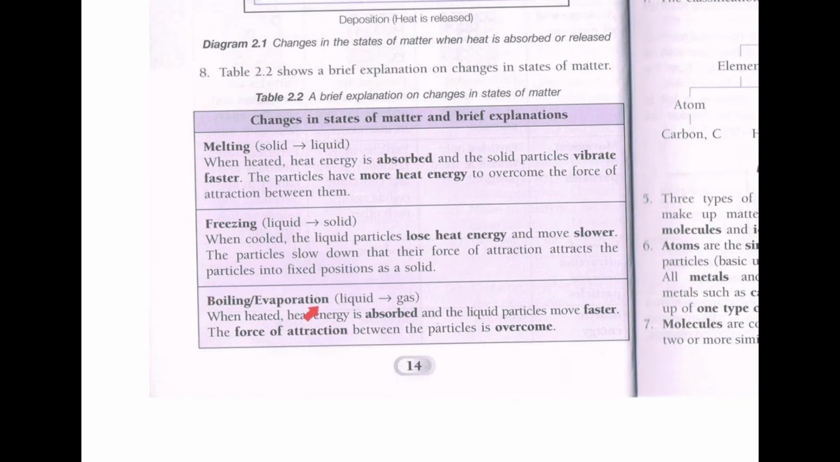Okay, now let's see here. Boiling or evaporation. It is where liquid changes to gas. When heated, heat energy is absorbed and the liquid particles move faster. The force of attraction between the particles is overcome. So again, they break down more force of attraction when boiling and evaporation happens. So you see, force of attraction is broken down in two situations. The first is during melting, and then during boiling or evaporation, force of attraction is broken again. That's why when they become gas, there is not much force of attraction between them.